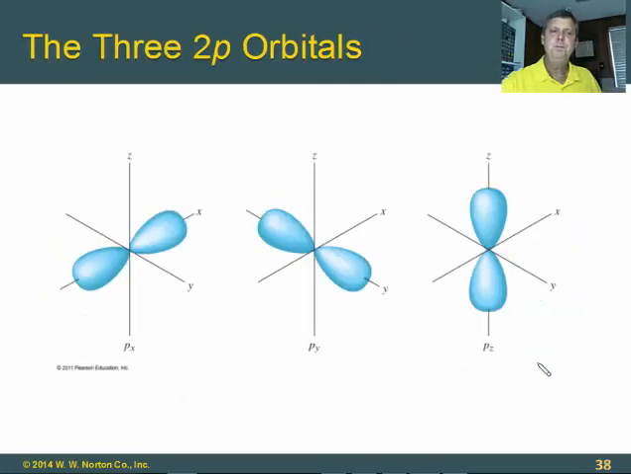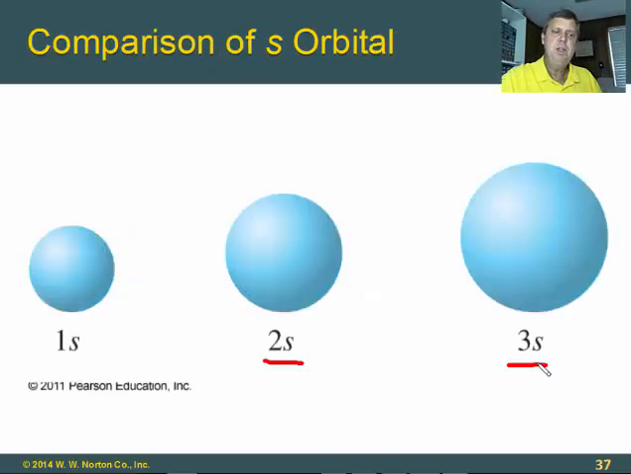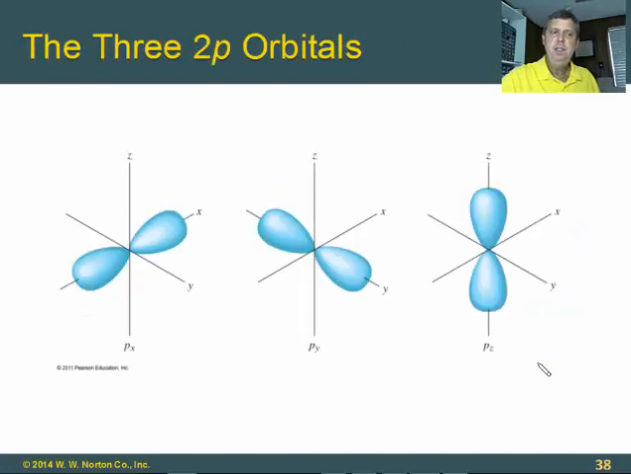The p orbitals lie along the 3 axes. Each s sublevel only has 1 orbital. Each p sublevel has 3 orbitals. And they go along each axis, one along the x, one along the y, and one along the z axis. And they're these lobed, or some people call them dumbbell shapes.